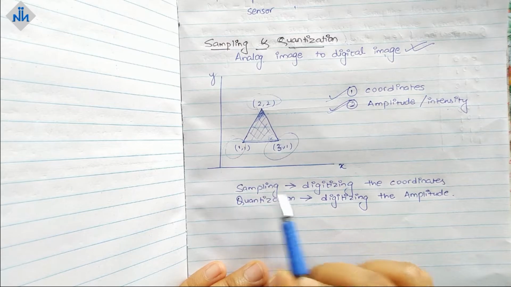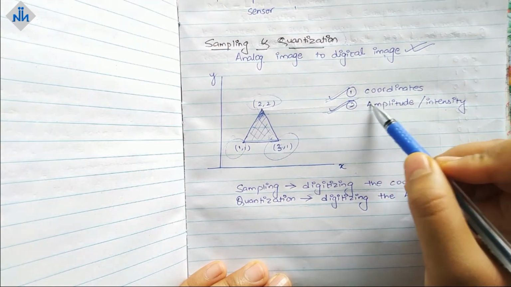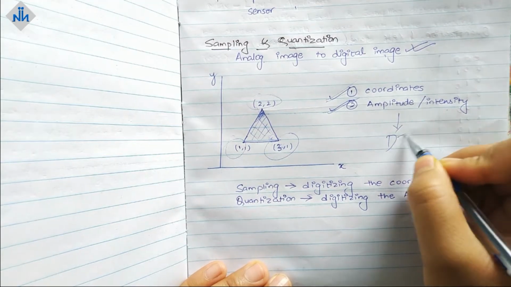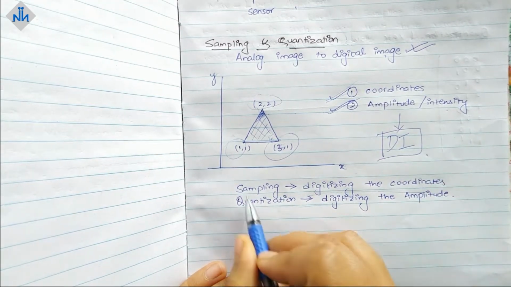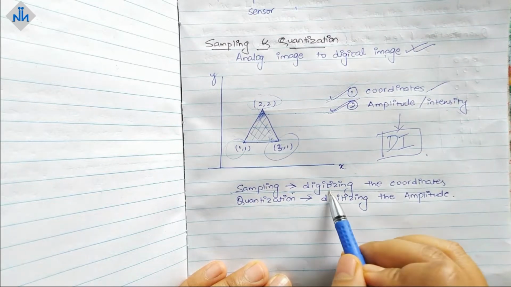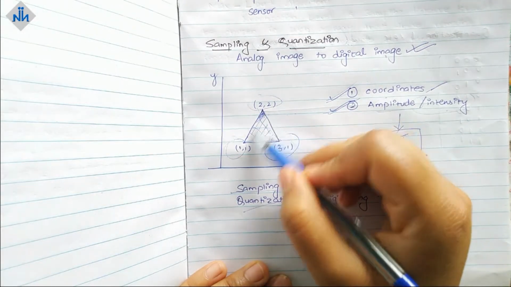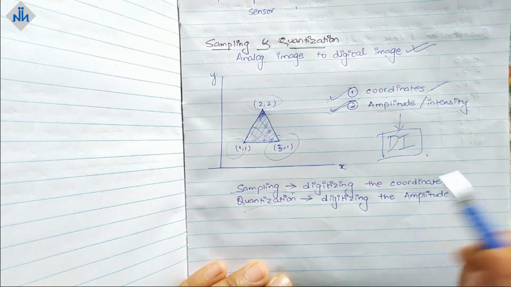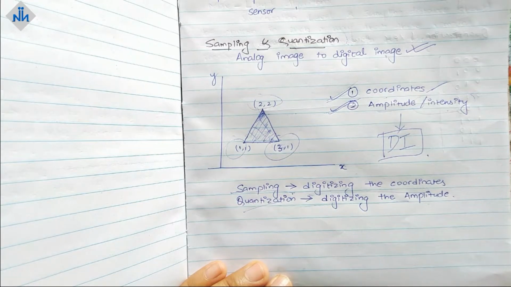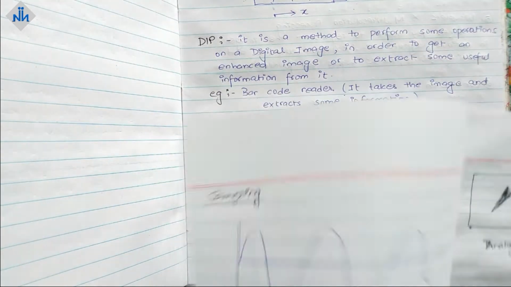Now sampling basically means digitizing the coordinates. We have to change both of these things to form our digital image. To do that, first sampling is done on the coordinates so that the coordinates can be digitized, and then quantization is done so that the amplitude or the intensity of the values can be digitized. So these are the two steps, and now let's discuss them.